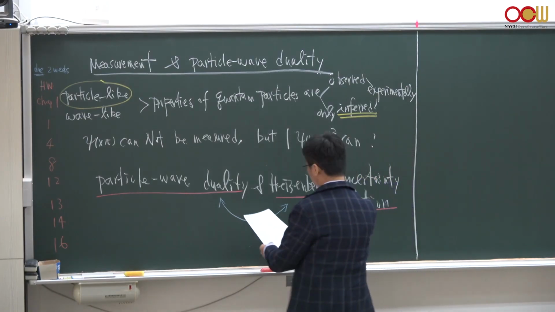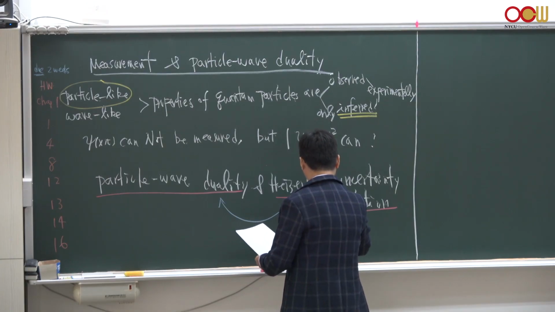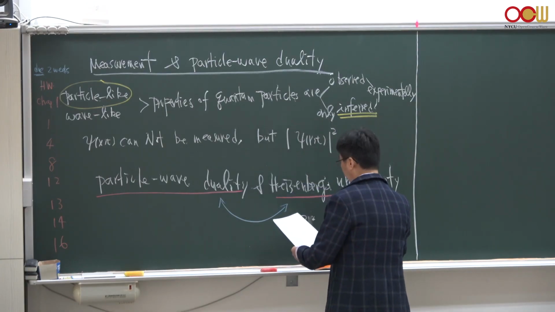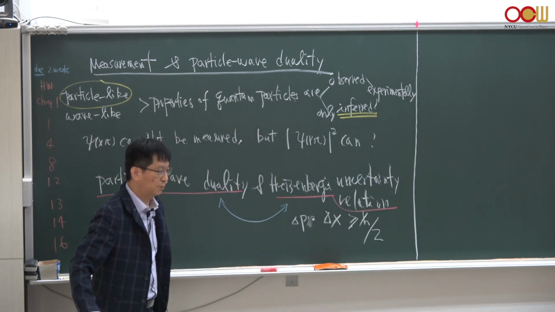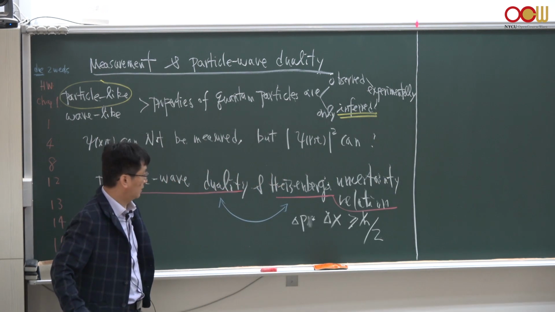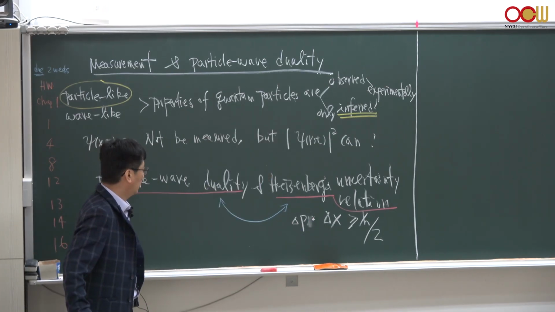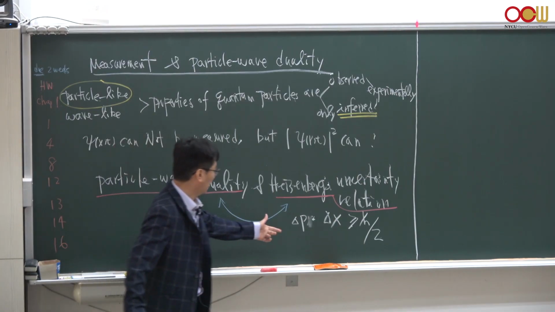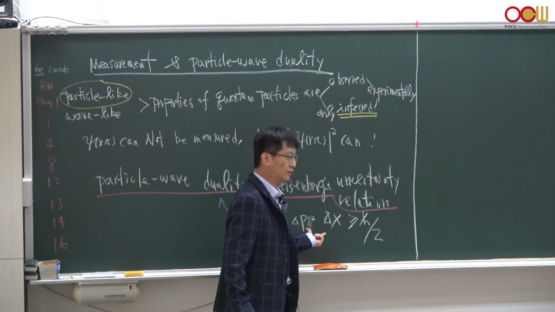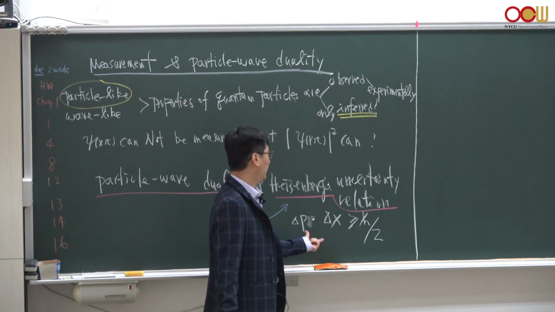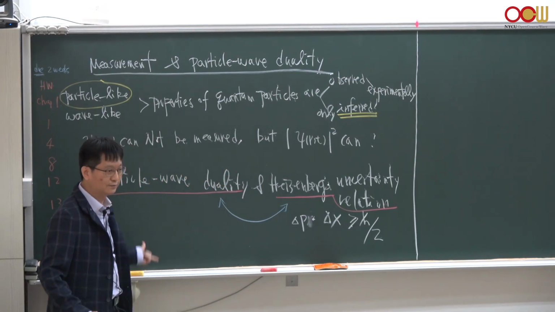So what is this Heisenberg uncertainty relation telling us? As I mentioned many times, the product of these two error bars, delta x and delta p, is always greater than or equal to h-bar over 2. This sounds really simple, but we will derive this from quantum mechanics following Dirac's notation. That's for later, but here we just take this for granted. So suppose we have such uncertainty relations, and then how do we understand this particle-wave duality?